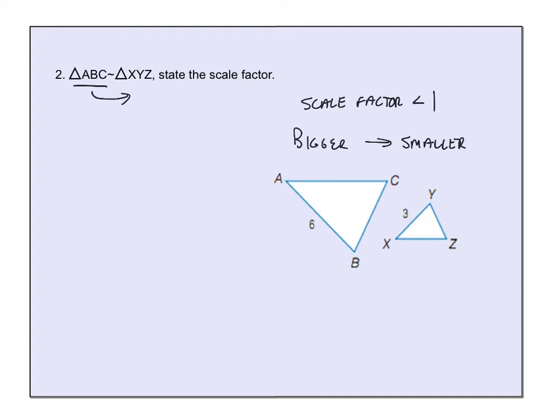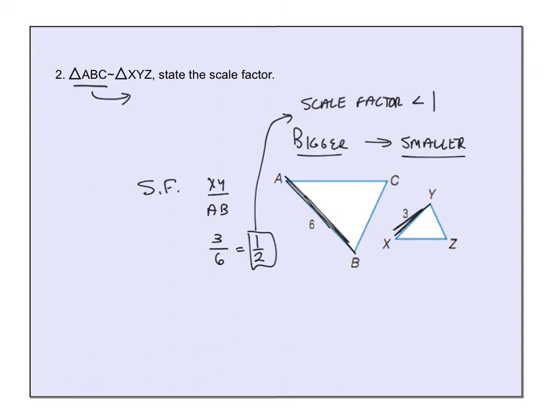So how do I do that? My scale factor here, I look at the sides that match up. AB matches up to XY, so here I would put XY over AB. So it'd be 3 over 6, and my scale factor would be 1/2. It needs to be smaller than 1 because I'm going from a bigger shape to a smaller shape. If I flipped it around, then it should be bigger than 1.